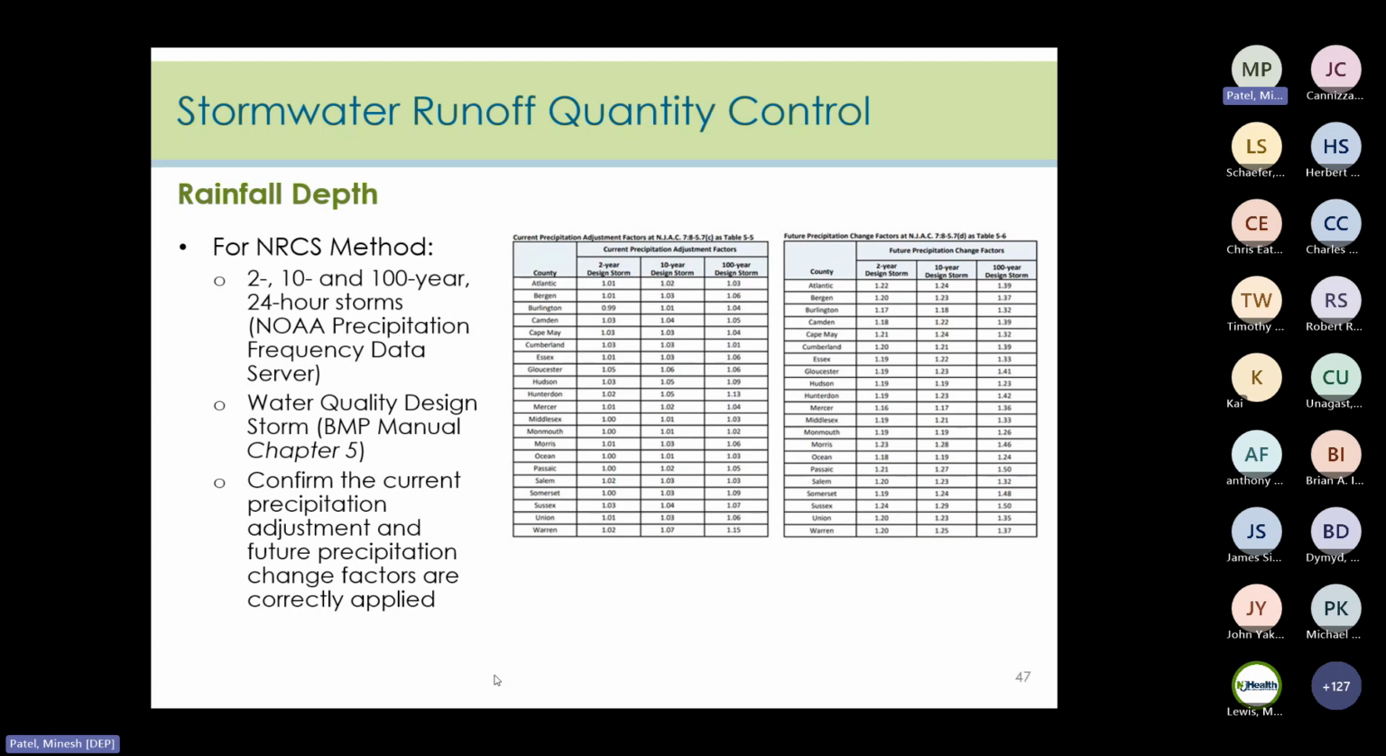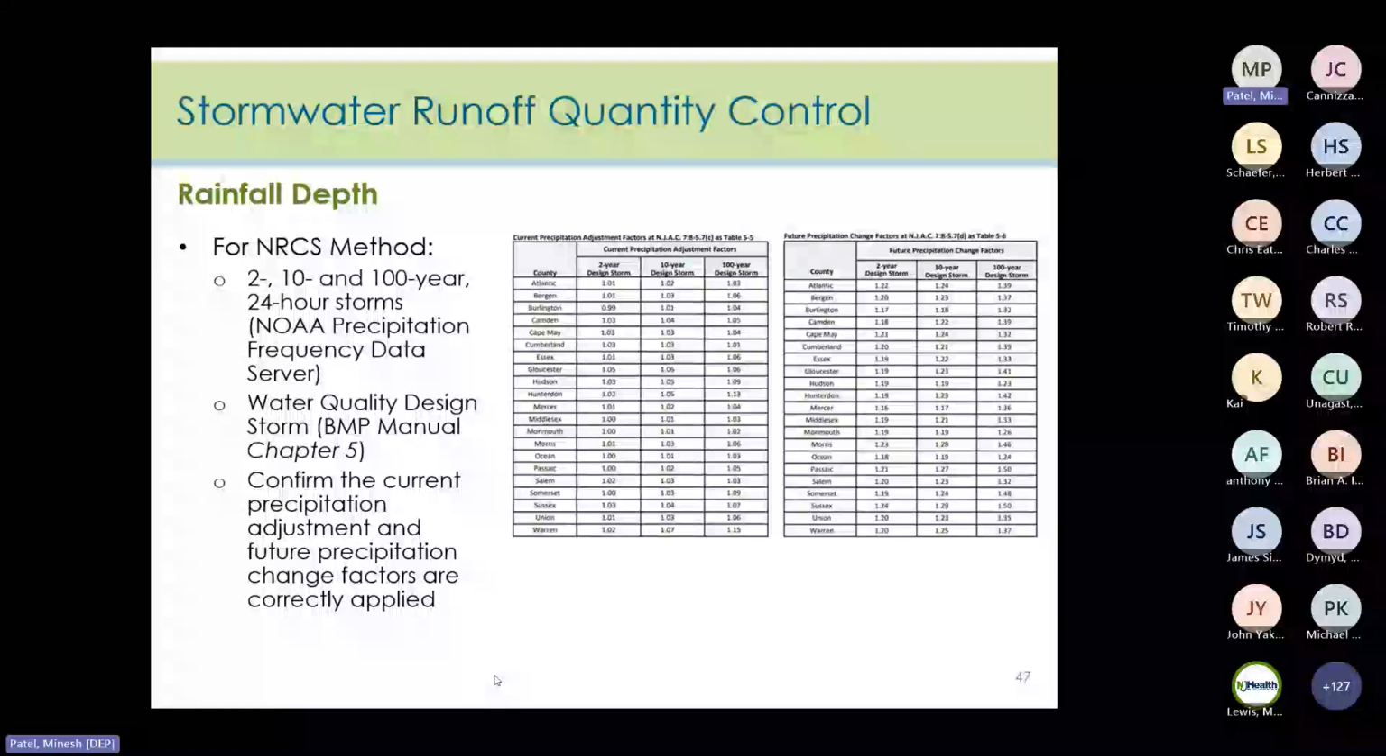The rainfall depth and intensity information should come from these sources. You'll need to make sure the current precipitation adjustment and future precipitation change factors are appropriately applied for the 2-year, 10-year, and 100-year storm events using these tables on the slide, which are found in Chapter 5 of the BMP manual.